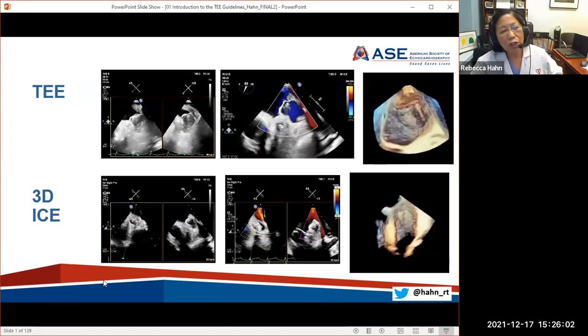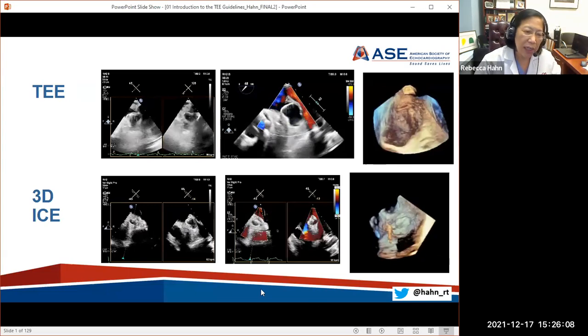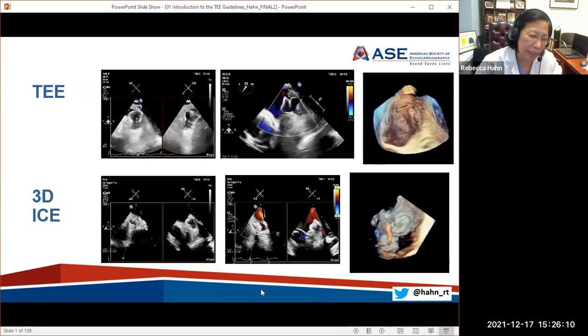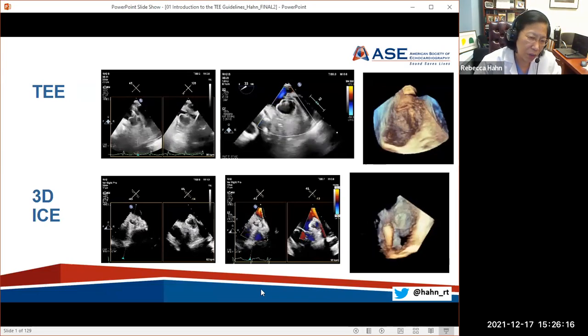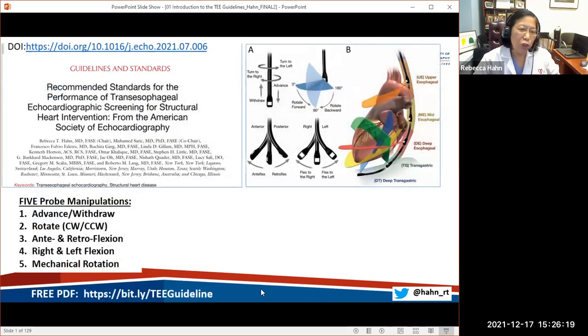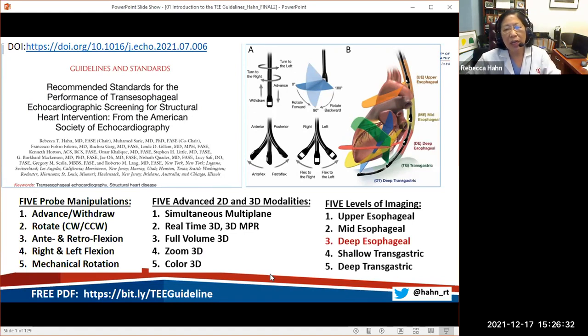And although the interventionalists will control the actual probe, we will be controlling the imaging. And so because these probes will allow us to have all the modalities of three-dimensional imaging that the TEE probe does, we'll be needed to perhaps direct the manipulation, use the 5 different 2D and 3D modalities of the probe. And certainly for transesophageal imaging, we highly recommend you trying to use the new 5th level, the deep esophageal view in your imaging. Thanks for your attention.